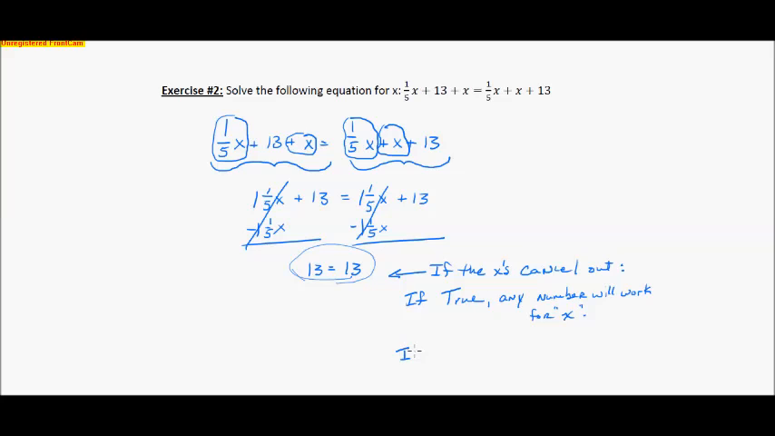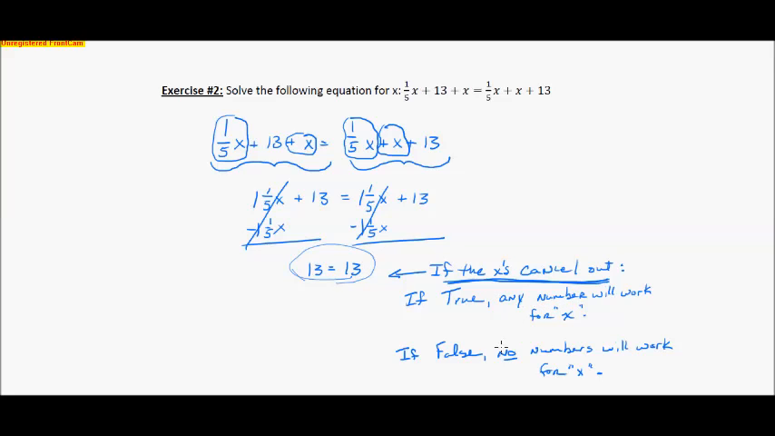Alright, if it's false, say instead of 13 equals 13, it said 13 equals 12, which definitely is false, then no numbers will work for x. That means there is no solution to this equation. I think the next example might be an example like that, but we'll see. Alright, so this is something that comes up not very often, but it does, so you need to be aware of it. Okay, so if the x's cancel out, if you get a true statement here, the number equals the same number, then anything you plug in for x will work.